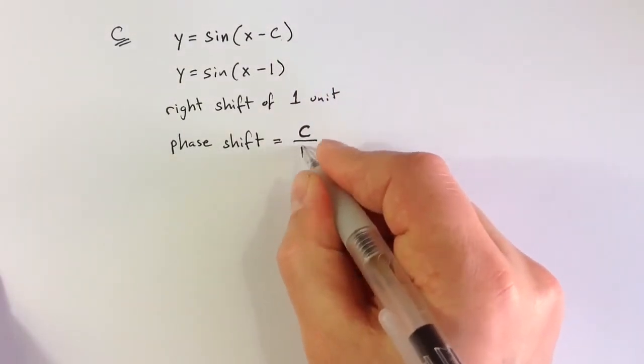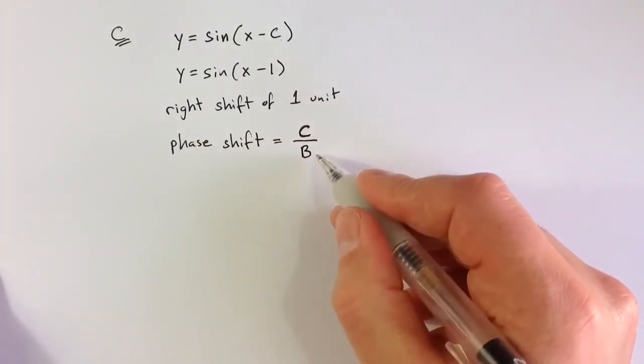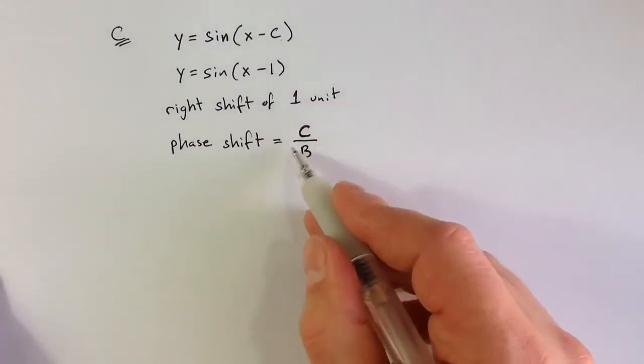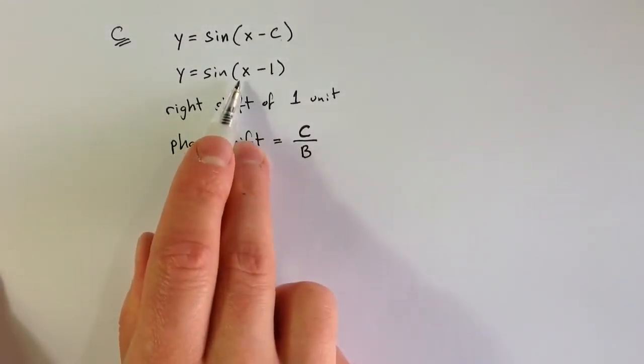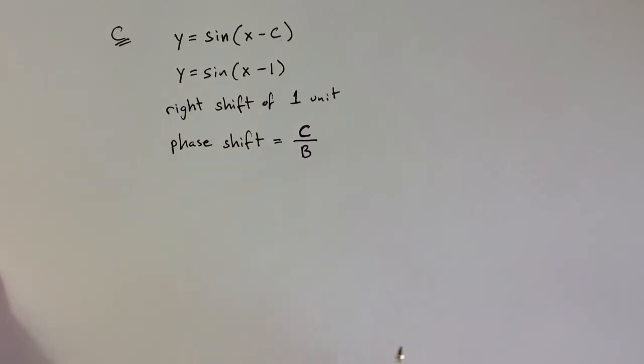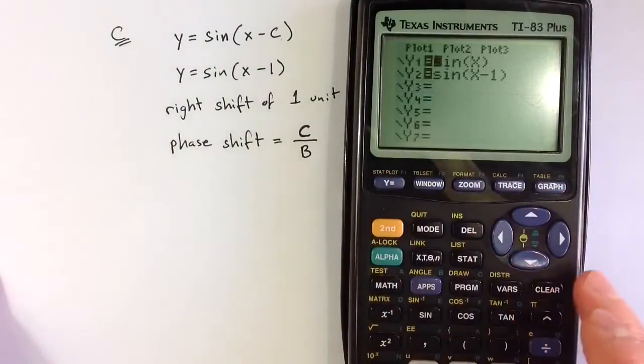But it also is affected by b. So the phase shift is actually given by c divided by b. Because if we introduce a value of b, if we change the period, it affects the phase shift. It makes the phase shift either shorter or longer. And we can see that if we introduce that value.